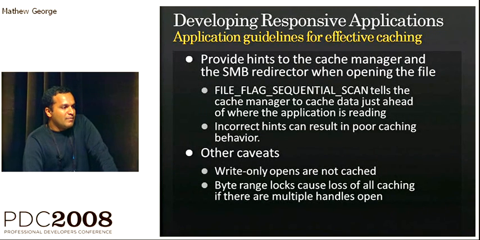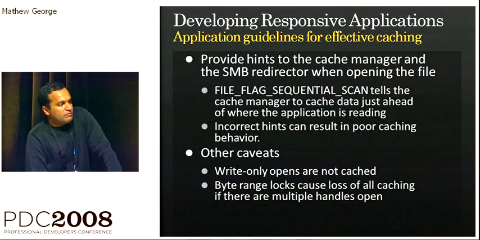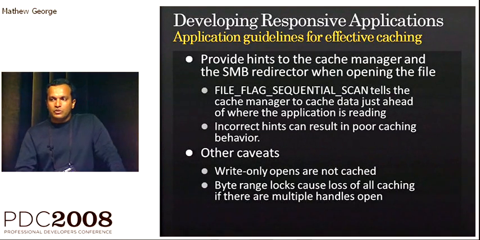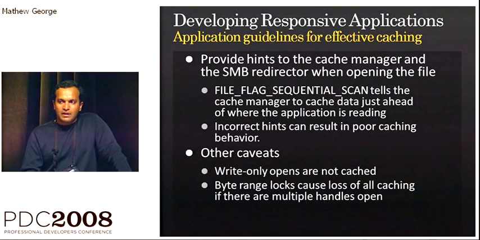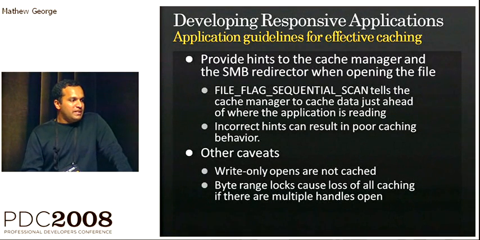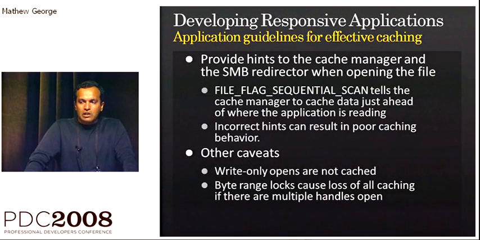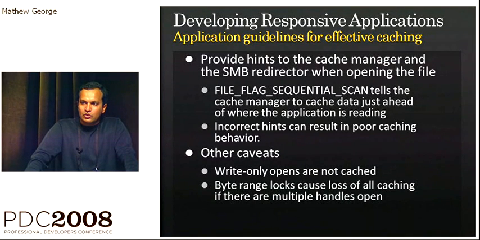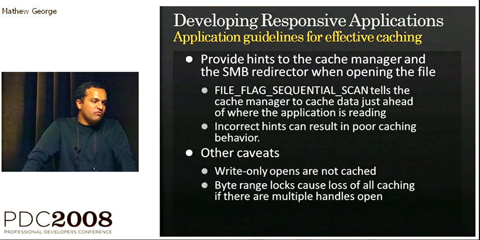Second thing, provide hints to the cache manager and the SMB redirector when opening the file. As I mentioned before, when caching is on, you want to provide hints while opening the file so that the cache manager can effectively deal with your I/O. So for example, if you are accessing the file sequentially, you must pass the FILE_FLAG_SEQUENTIAL_SCAN flag to CreateFile so that your cache manager will read ahead, and it'll also keep the system responsive because it can immediately throw away pages which you have already read, because it assumes that you're going to read forward on the file.